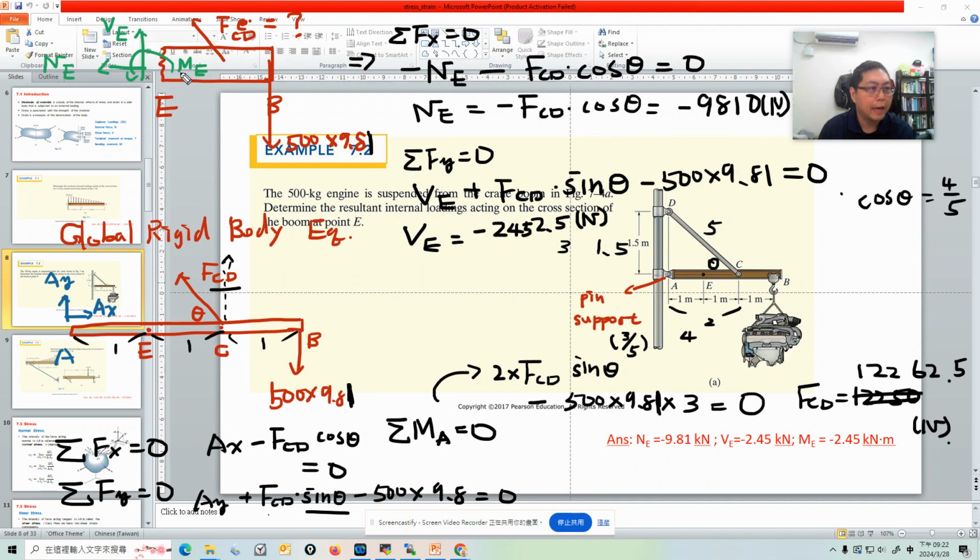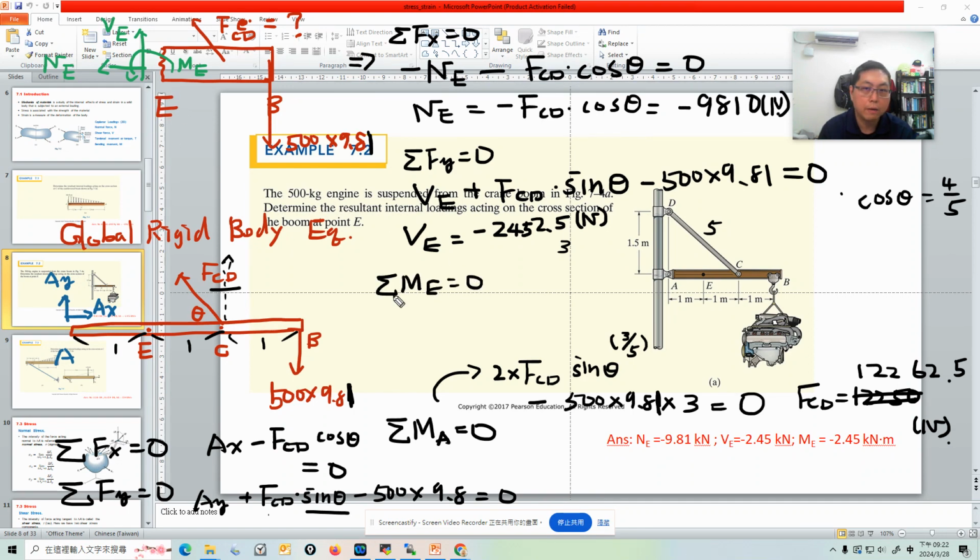Okay, ME. We choose E as a reference point. In order to finish this calculation, I have to get this off. For we use E as a reference point, summation ME equals 0.